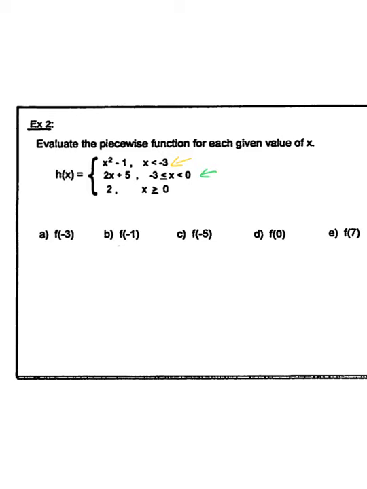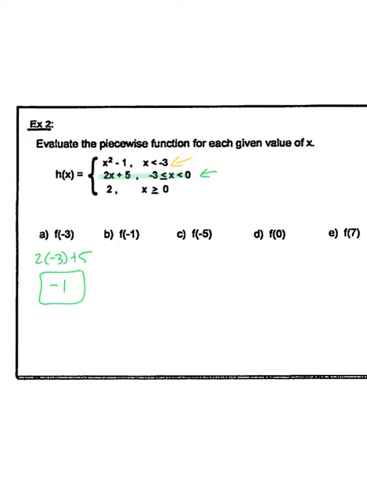Maybe I'll highlight it in green like this so you guys could see. So the green one here, I'm going to go into that one. So I'm going to write basically 2 times negative 3 plus 5. So that's going to be negative 6 plus 5. The answer was negative 1.